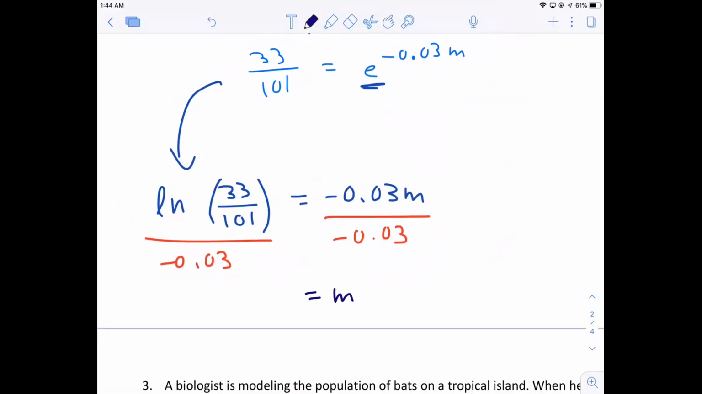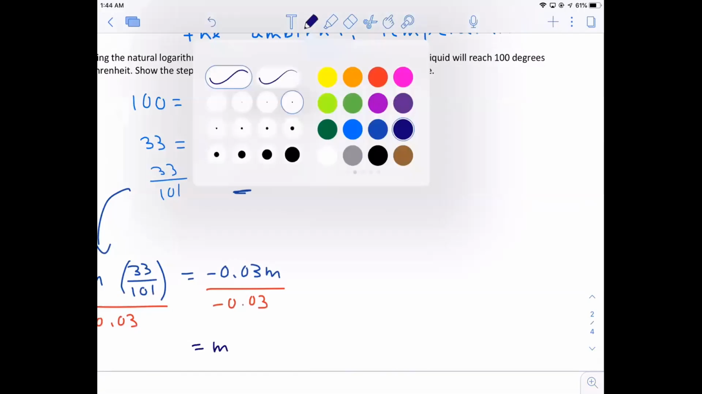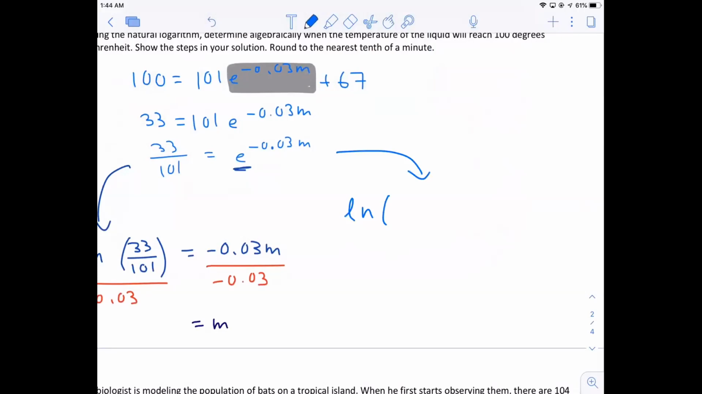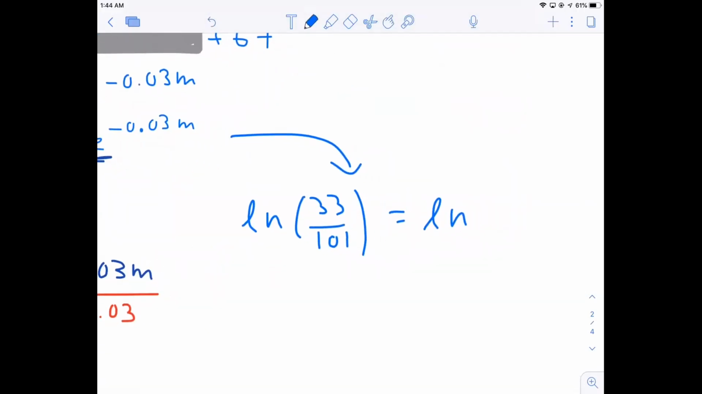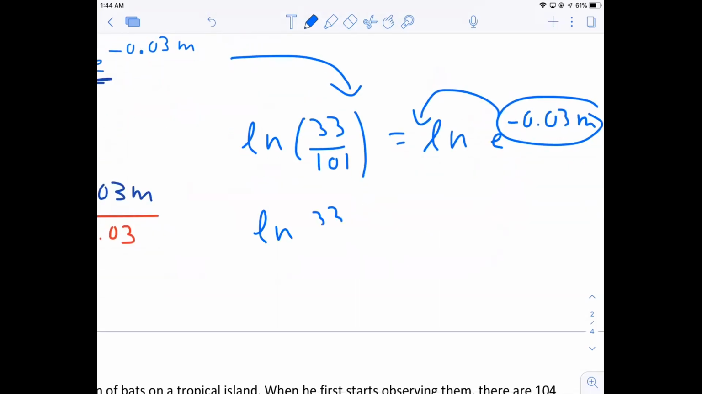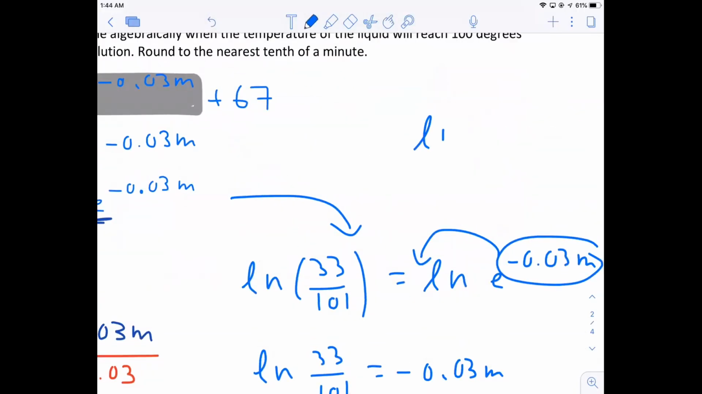Right, and let me do it the other method, which will be taking the natural log of both sides. So I take the natural log of 33 over 101, set that equal to the natural log of e to the negative 0.03 m. You can take this, bring that to the front. So natural log of 33 over 101 equals negative 0.03 m times the natural log of e. But what is the natural log of e equal to? Right, ln of e is equal to 1.